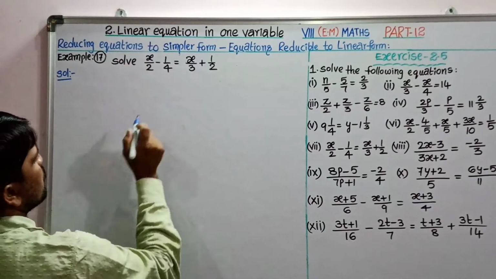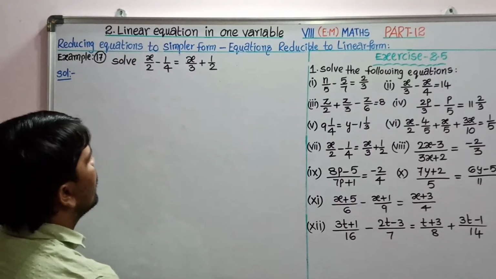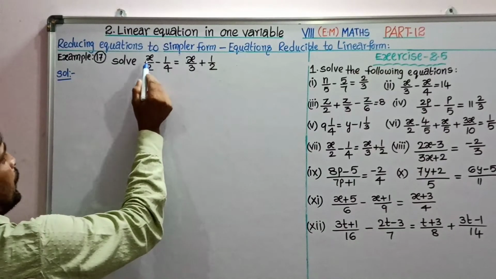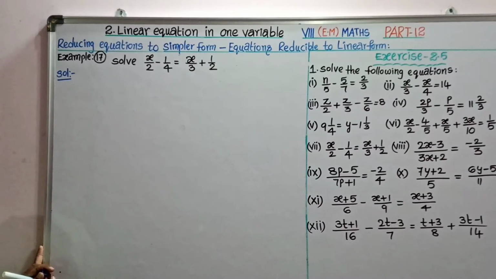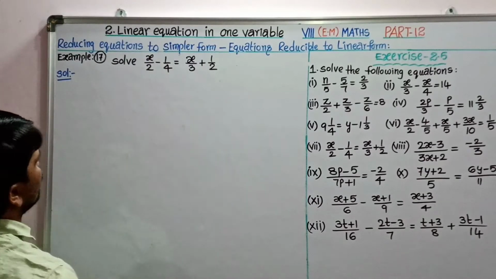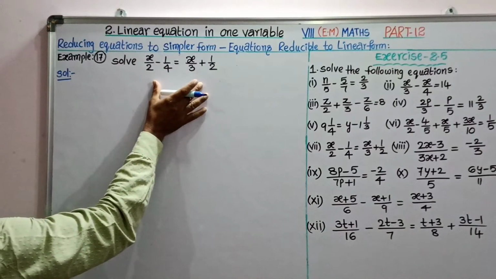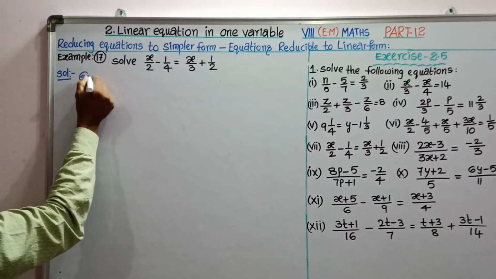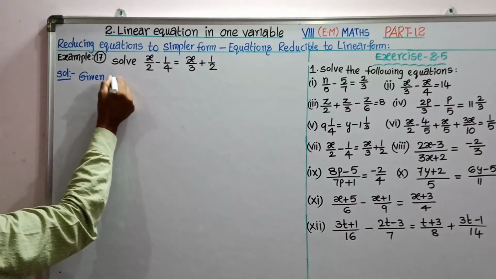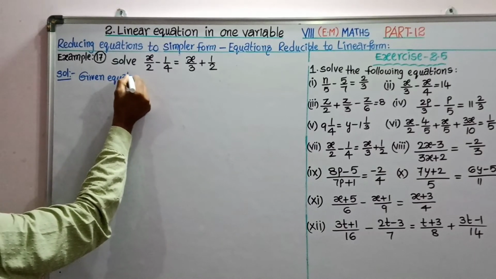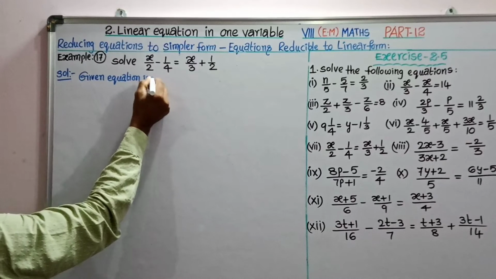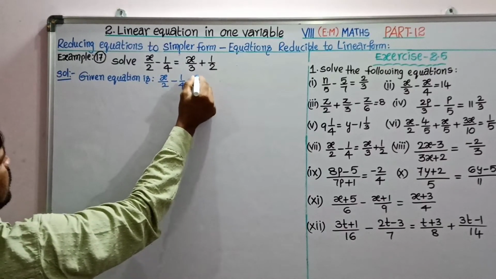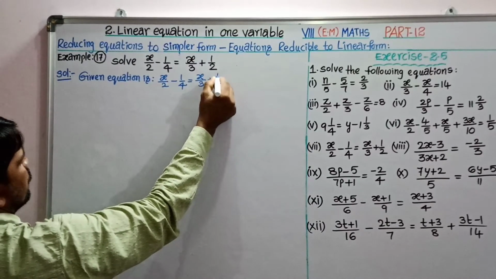Solve x by 2 minus 1 by 4 is equal to x by 3 plus 1 by 2. We have variable on both sides with rational coefficients. So we have to reduce this equation to its simplest form. First of all, write down the given equation. Given equation is x by 2 minus 1 by 4 equal to x by 3 plus 1 by 2.